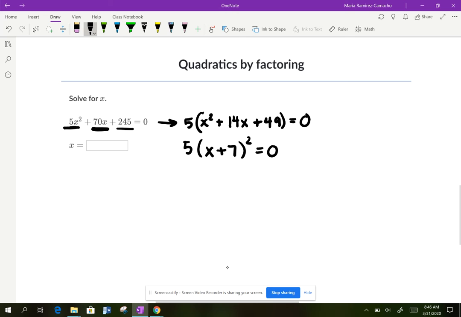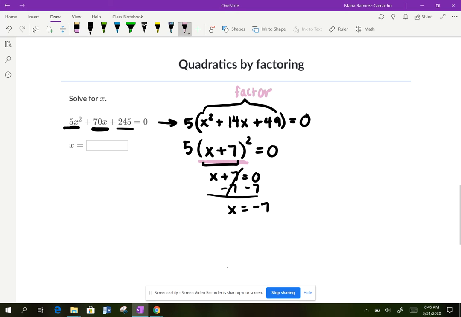You can factor this as normal to get this if you don't believe me, or if you want to see the steps worked out, but this is what we're going to get, and I just have to set x plus 7 equal to 0 one time. So let's do that. X plus 7 equals 0. X equals negative 7. That's our answer, negative 7.